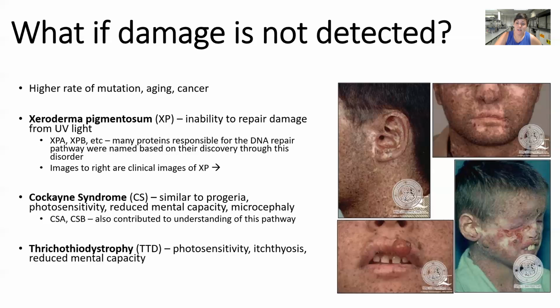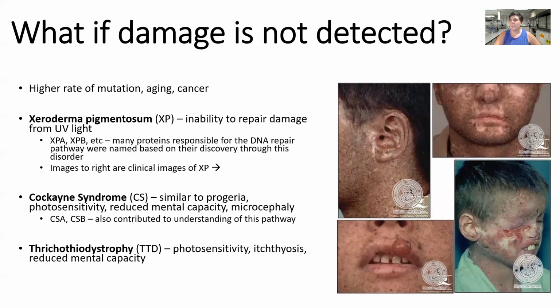Some of the proteins involved in the repair pathway, if you look more specifically, are called CSA and CSB, and these were named because they were discovered as important proteins by discovering the lack of these proteins in this syndrome. So both those disorders, XP and CS, as sad as they are, were crucial to our understanding of this pathway.